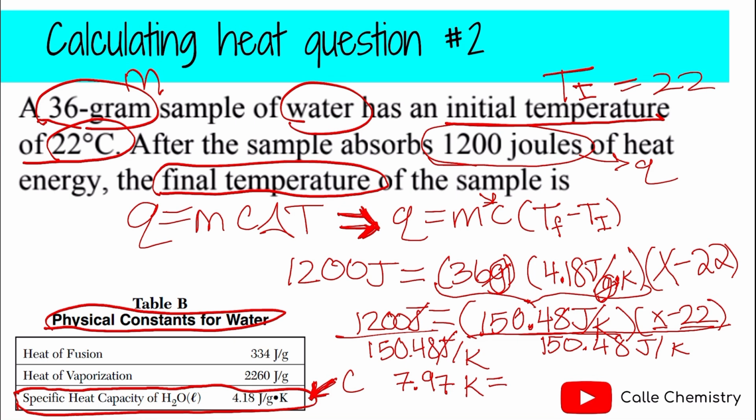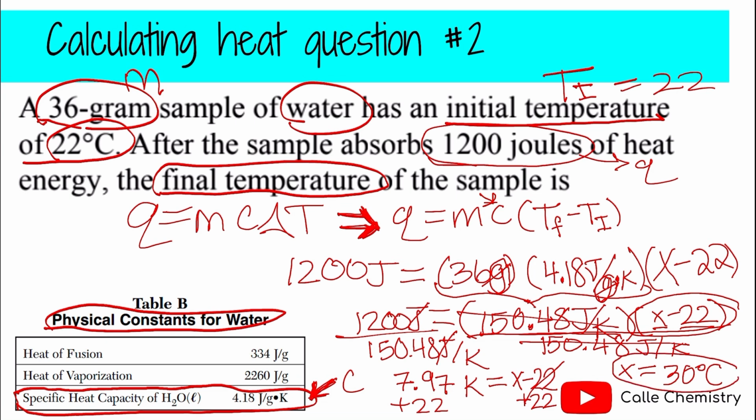Now we set this equal to x minus 22 because this has crossed out already, and we're only left with this. In order to cancel this out, we need to add 22 on both sides. And then we get that x is equal to, so you do 7.97 plus 22, you get x is equal to 29.97. We're going to round that to 30 degrees Celsius.